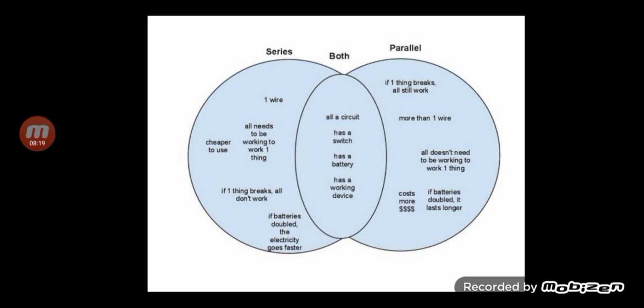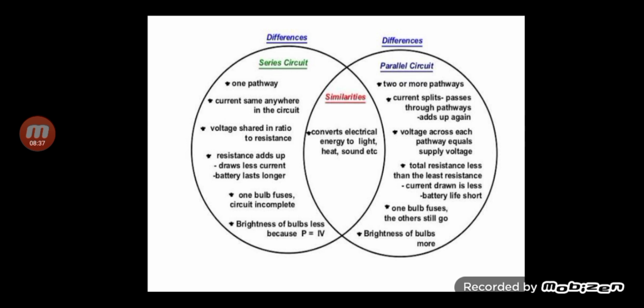If the battery is doubled, it lasts longer. If the battery is doubled in the series, the electricity goes faster because it is a voltage divider, so the voltage divides quickly. And in both circuits, there is a switch, there is a battery, and there is a working device.